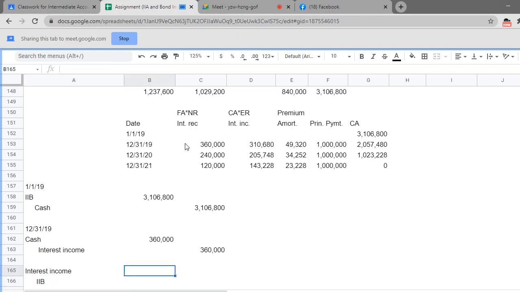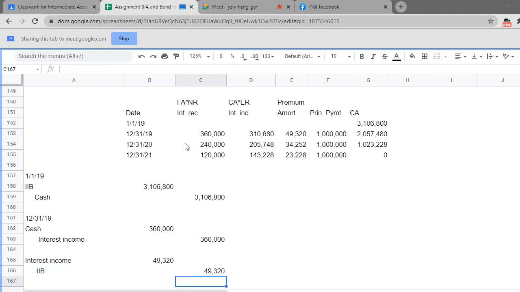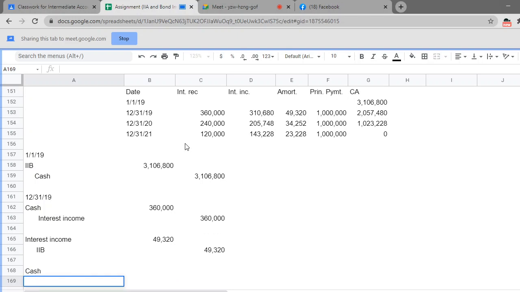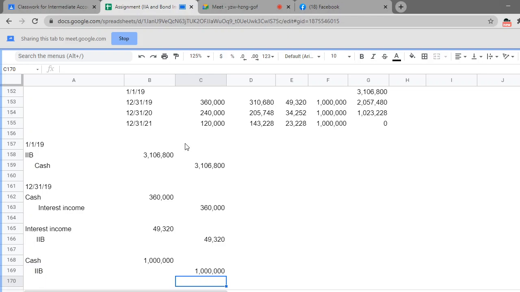And based sa atong table, we already have the amounts. We have 49,320. Then that's it. But take note, serial bonds, so naay additional entry nga debit cash, credit IIB para sa principal payment na 1 million. That's for year 1.